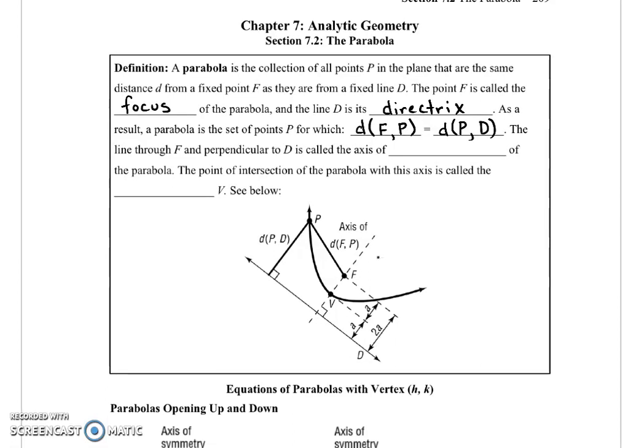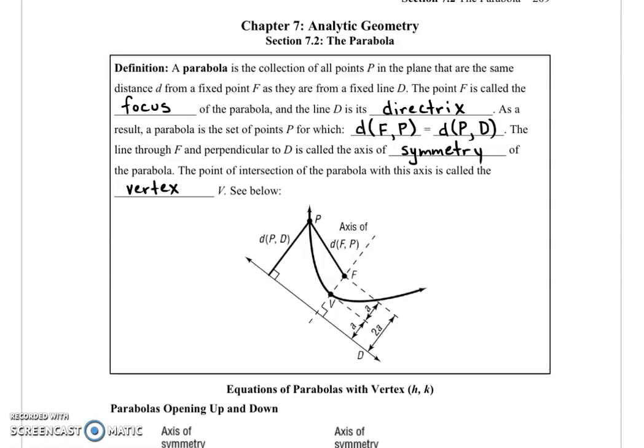There's a line that goes through the focus F and is perpendicular, meaning it makes a right angle to the directrix, and that is what we call our axis of symmetry. This is the same axis of symmetry we talked about with parabolas before. And the point of intersection of the parabola with the axis is the vertex.